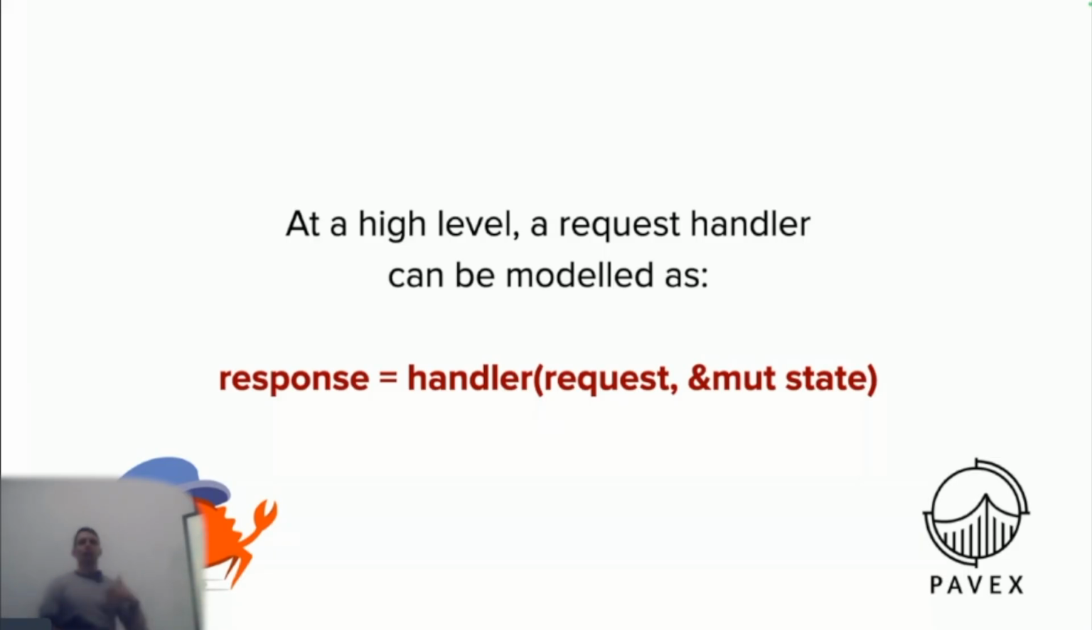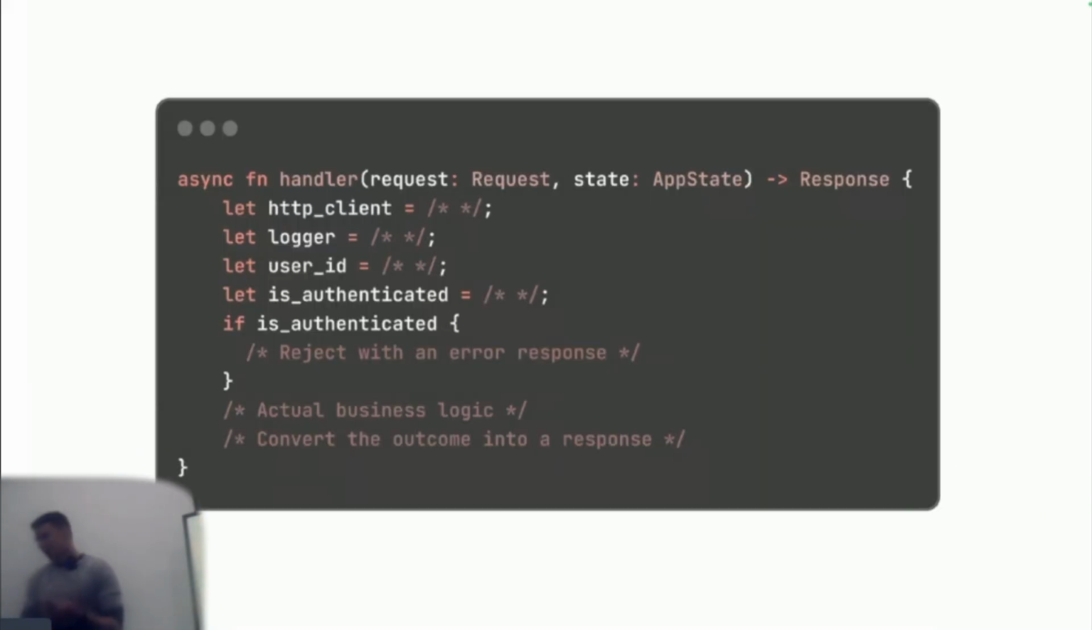The outcome for the caller of our API is going to be a response, so some kind of HTTP response that goes on the wire. Let's look at a fictional request handler. You may have a request that's coming in, you have your application state. To process that request, you may need to do some downstream HTTP calls. So you've got to provision an HTTP client.